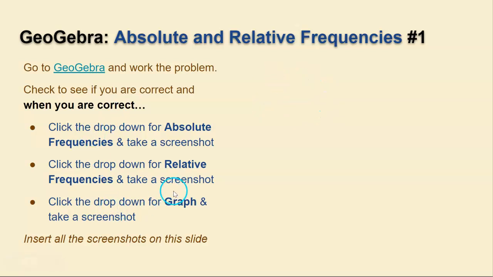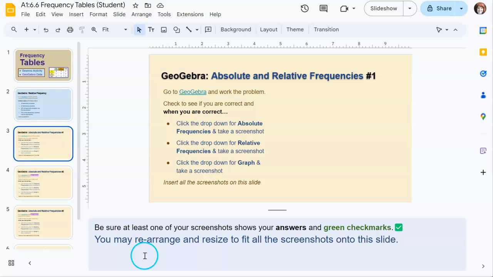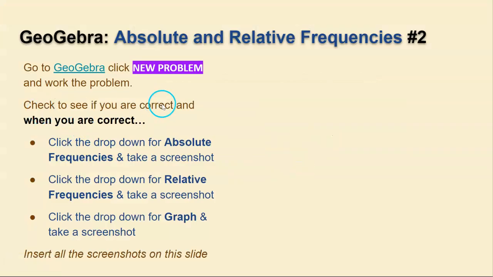Now, it does say in their notes, they may rearrange and resize to fit all the screenshots onto this slide. So feel free to shrink this text down as small as you need to, or they could just put their screenshots over the text if needed. Then they will repeat the process for 2, 3, and 4. There are a total of 4 of these problems on this particular GeoGebra task.